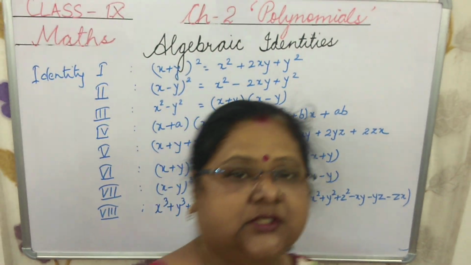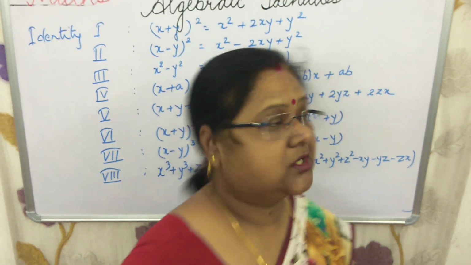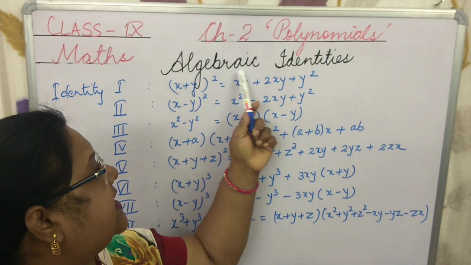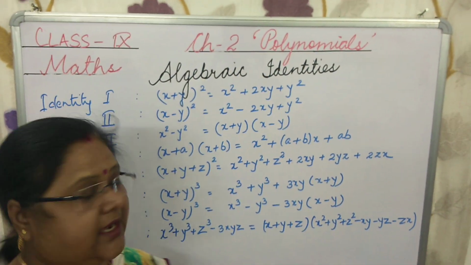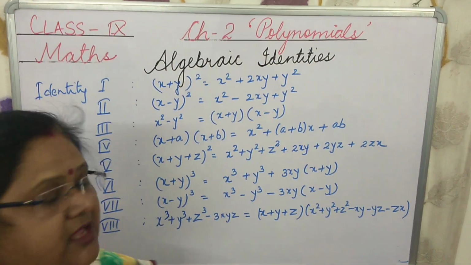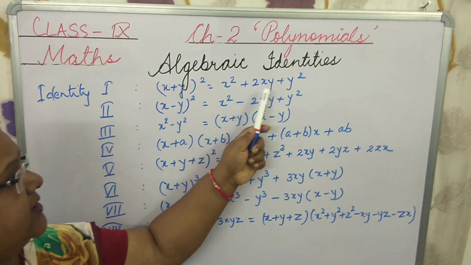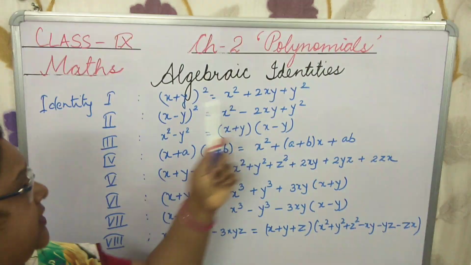Welcome back students. Today in chapter 2 polynomials we will be learning about the last topic, that is algebraic identities. Till class 8 you all have learned the four algebraic identities, which are (x + y)² = x² + 2xy + y².